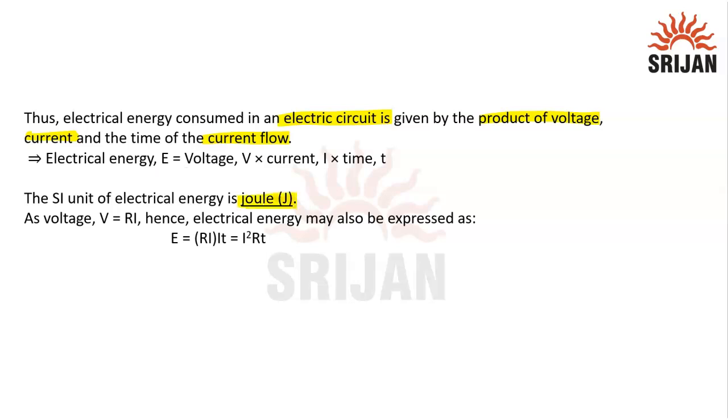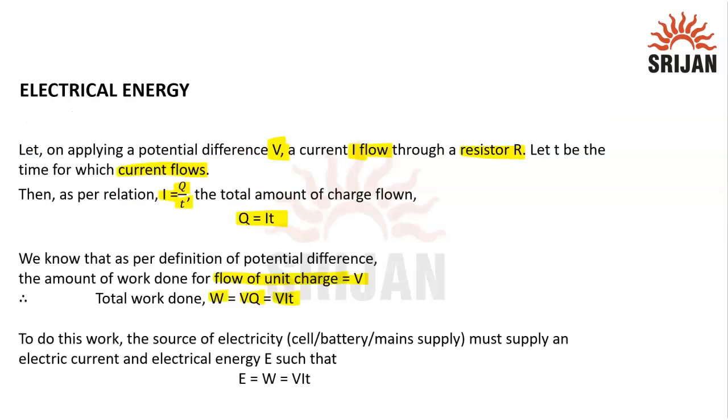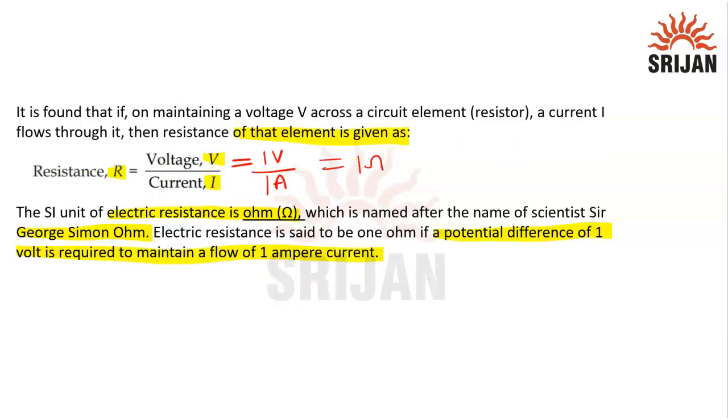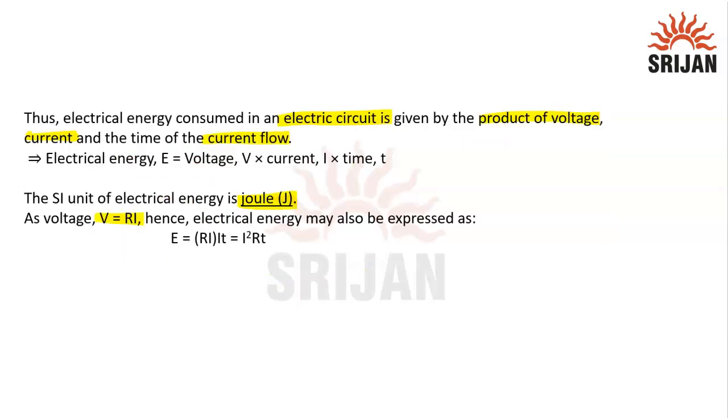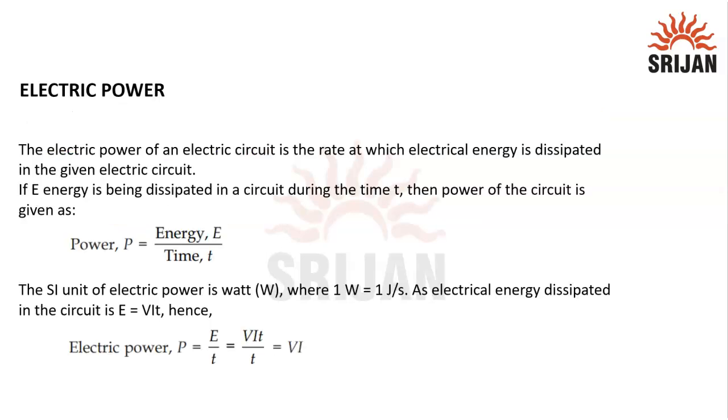As voltage V is equal to IR, electrical energy can also be expressed by putting the value of voltage here. So let's put the value of voltage. Here V is equal to IR, and we will simply get I square RT. So this is another formula for electrical energy.